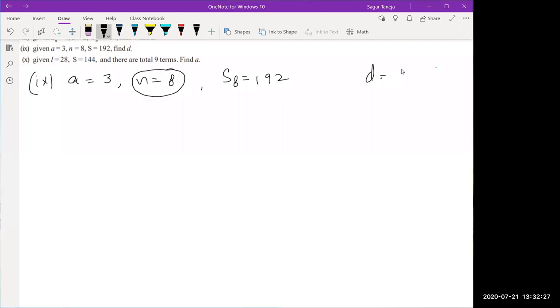We have to calculate the value of d. I guess this is easy. As S8 is given as 192, just open up the formula. That will be 8 by 2, 2a plus, let me write the formula first.